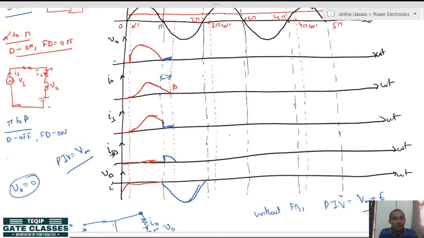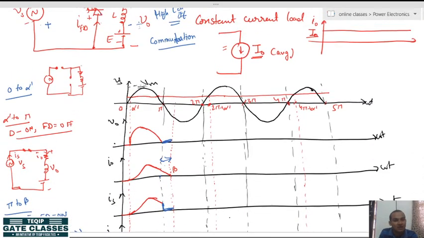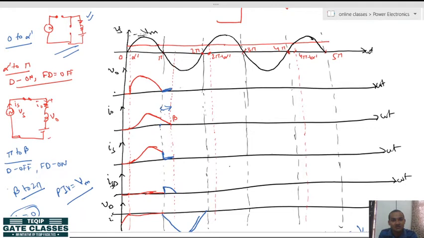Now come to the next instant, that is from beta to 2 pi. When we come to beta to 2 pi, again the main diode will remain off because of the supply, and since the inductor current has also discharged fully here, the freewheeling diode will also be off. So the circuit will again become like this, which you can see here. So we can draw the output voltage as 0.